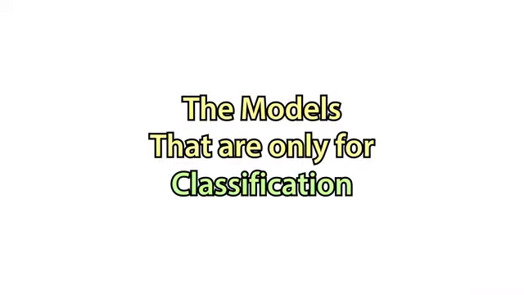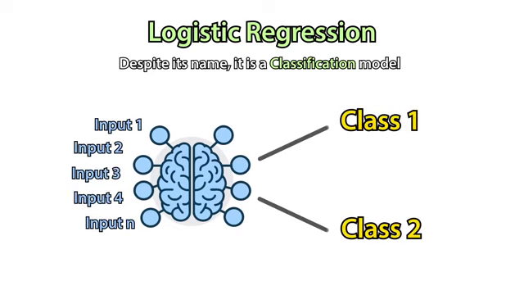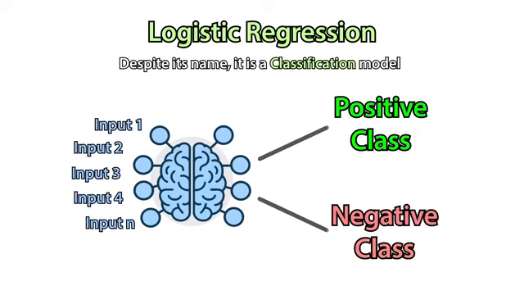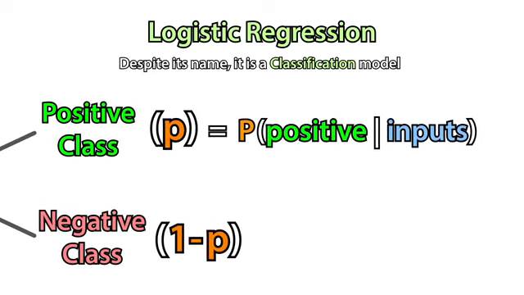Now about the models that are only for classification. Logistic regression, despite its name, is a classification model. By default, it is designed for binary classification tasks. The classes are defined as positive and negative class. It predicts the probability of a positive class given the inputs.